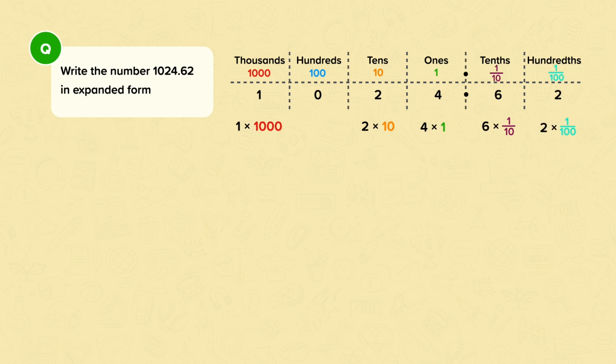To write the number in expanded form, we need to add all of these together. And so we get 1 times 1,000 plus 2 times 10 plus 4 times 1 plus 6 times 1/10 plus 2 times 1/100th. You can make your answer look clearer and may find it easier to see all parts of the answer if you write each multiplication in brackets, like this.